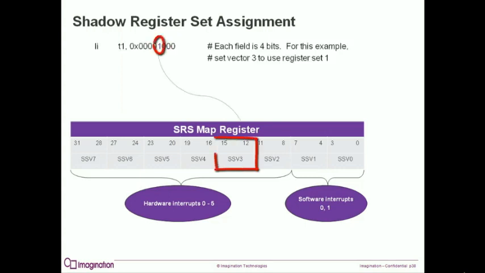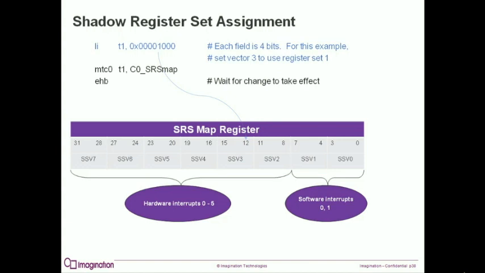I do this by setting bit 12 of register T1, which effectively writes a 1 to the SSV3, so vector 3 will use shadow register set 1 and the rest will use the general purpose registers. I then move this value to the shadow register set map register using the move to coprocessor 0 instruction.